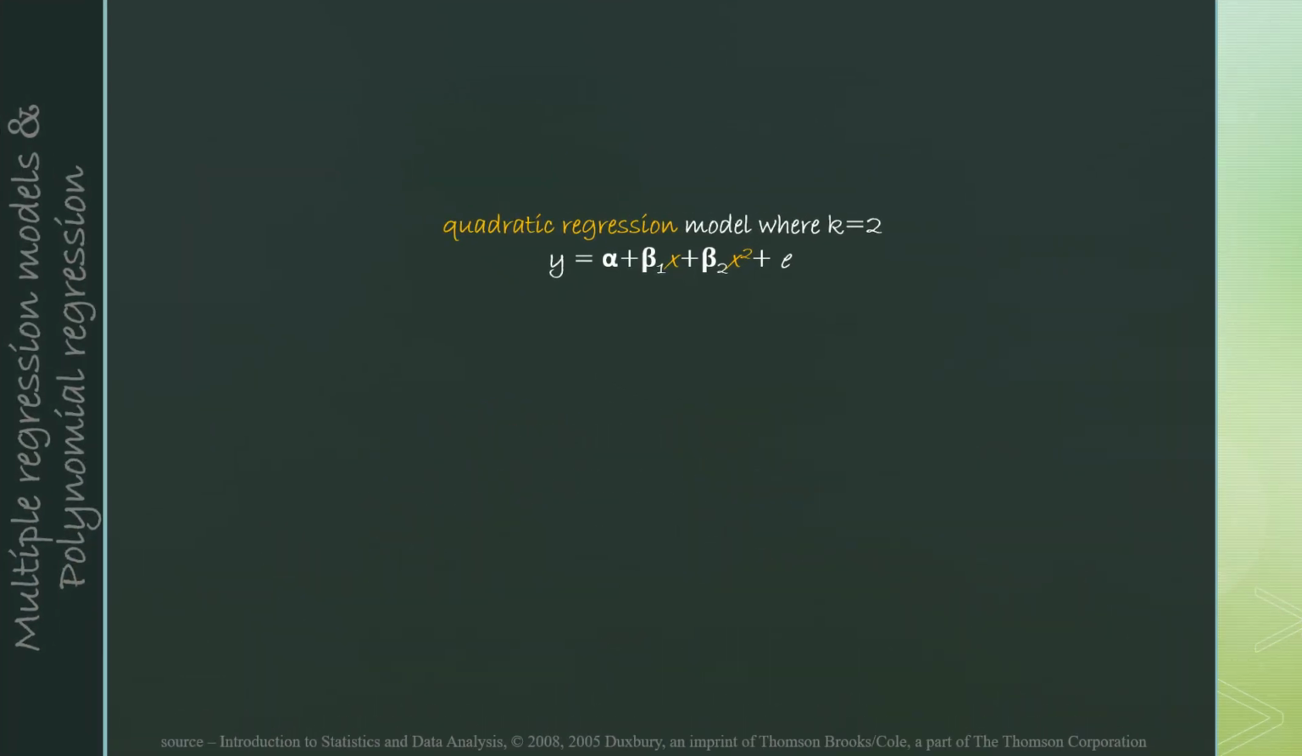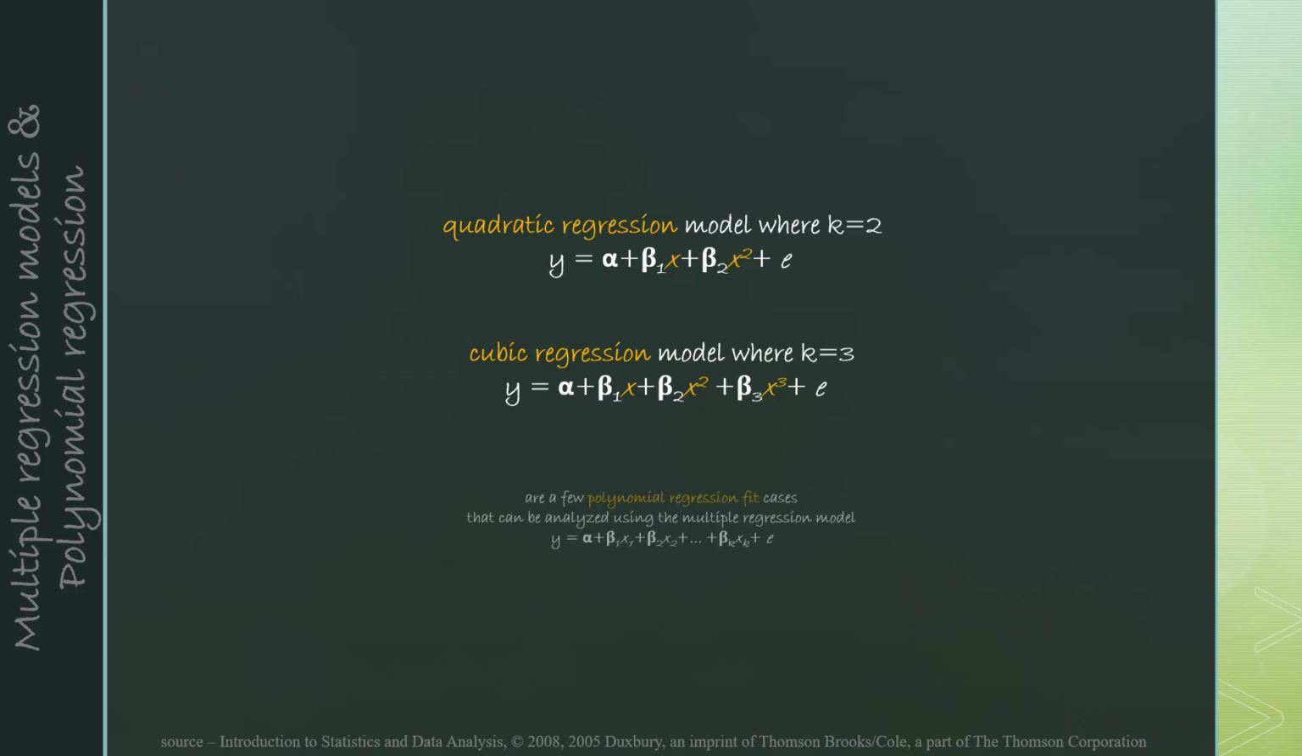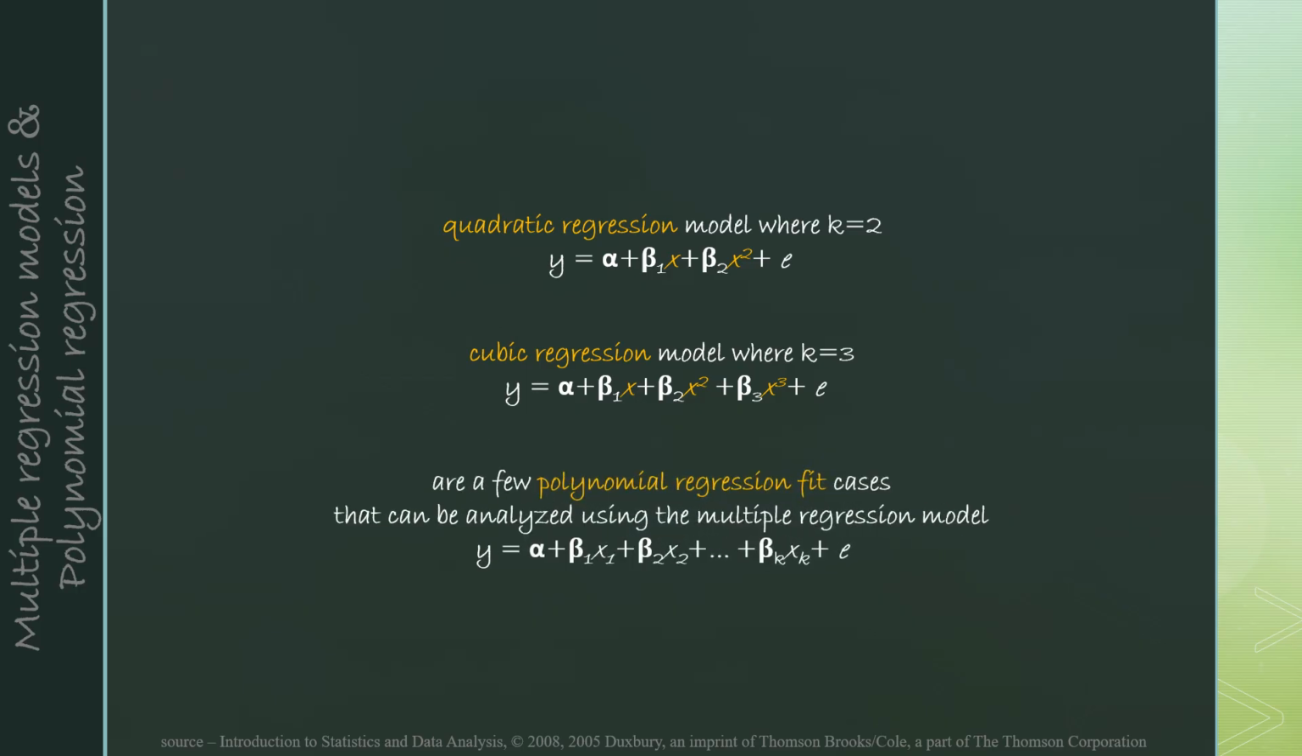The more frequently deployed quadratic regression model where k equals 2 as in y equals alpha plus beta 1 multiplied by x plus beta 2 multiplied by x square plus e, and the relatively less frequently deployed cubic regression model where k equals 3 as in y equals alpha plus beta 1 multiplied by x plus beta 2 multiplied by x square plus beta 3 multiplied by x cube plus e, are a few polynomial regression fit cases that can be analyzed using the multiple regression model, y equals alpha plus beta 1 multiplied by x1 plus beta 2 multiplied by x2 plus and so on plus beta k multiplied by xk plus e.